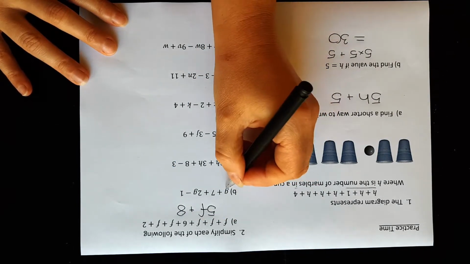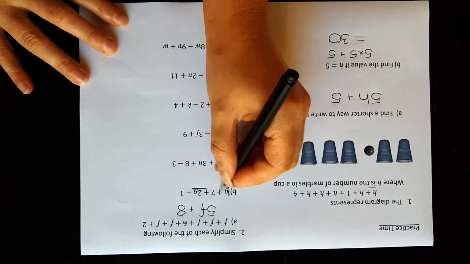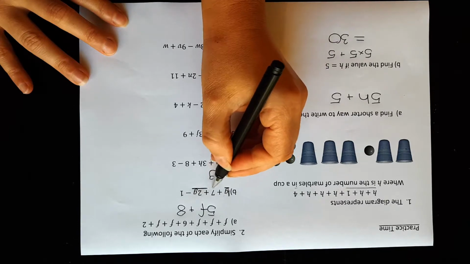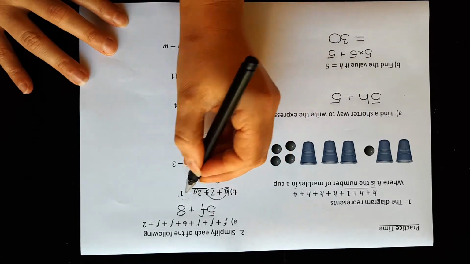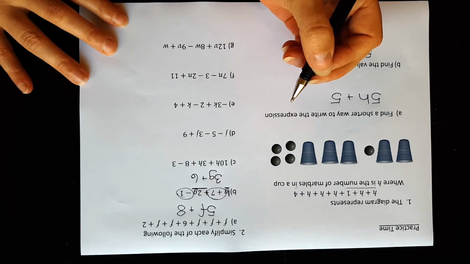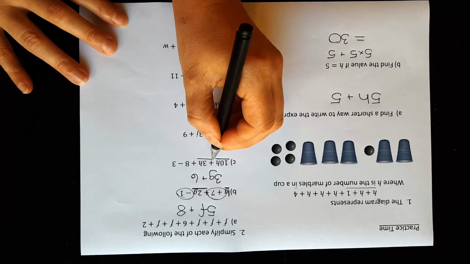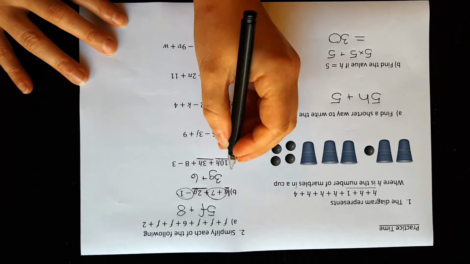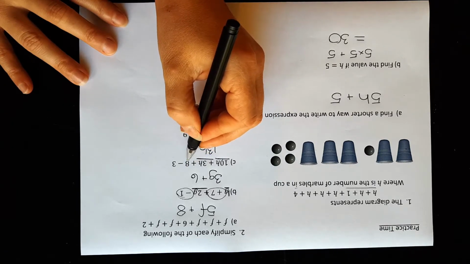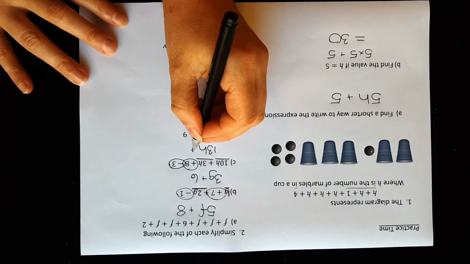For b, g plus another 2g, that would be a 1 there. 1 plus 2 makes 3g. 7 and minus 1 would go together. A positive 7 minus 1 would make a plus 6. For C, looking for H terms, we have 10H plus 3H. 10 plus 3 is 13H. Then the numbers, the constants, plus 8 minus 3. 8 minus 3 is a positive 5.